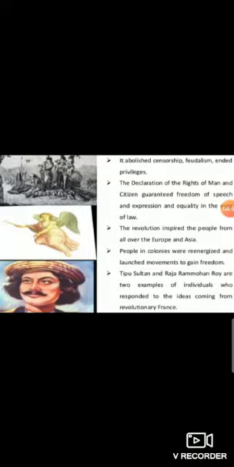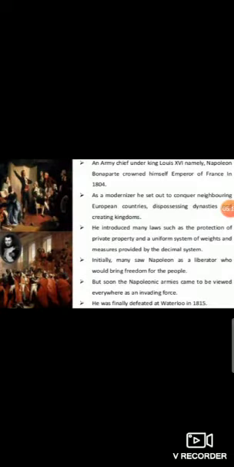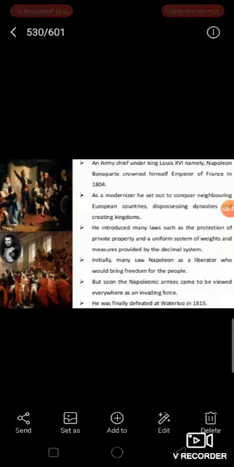Now, the conclusion of the chapter. In 1804, Napoleon Bonaparte crowned himself Emperor of France. He set out to conquer neighboring European countries, dispossessing dynasties and creating kingdoms where he placed members of his family. Napoleon saw his role as a modernizer of Europe. He introduced many laws such as the protection of private property and a uniform system of weights and measures provided by the decimal system.